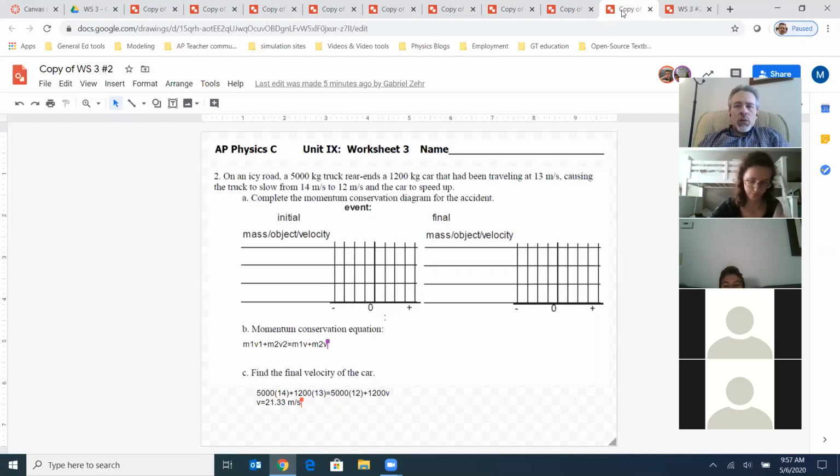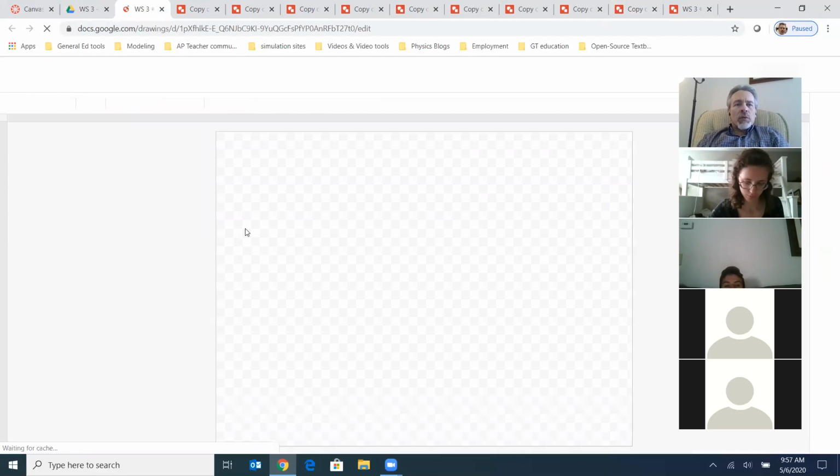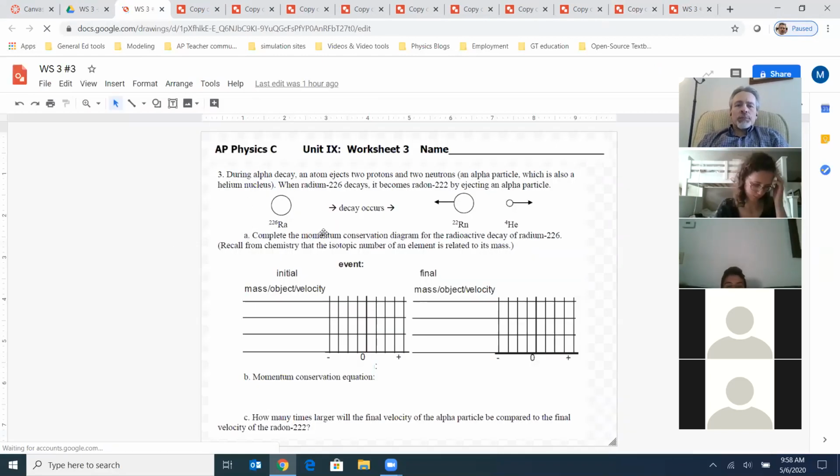All right, so let me look at the next. Actually, I don't know that we're going to do any more, because I looked at all these problems and I thought they were pretty simple. I do want to talk about number 3, because it's kind of interesting. We have this atom that decays.